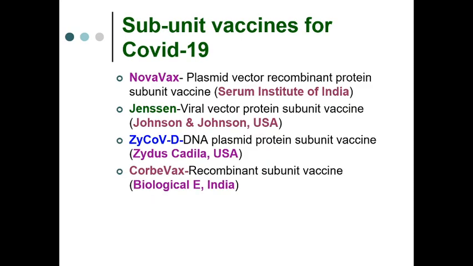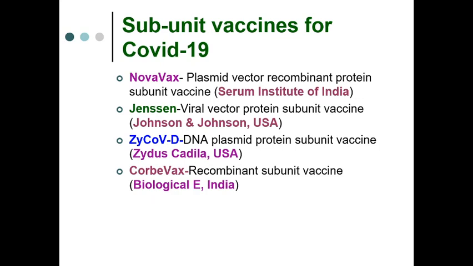The subunit vaccines against coronavirus, that is COVID-19, one of them is Novavax, a plasmid vector recombinant protein, a subunit vaccine produced by Serum Institute of India.